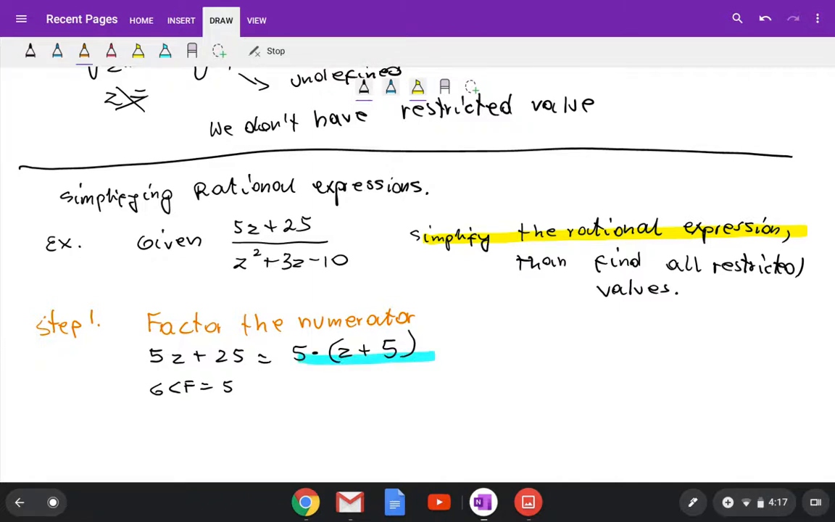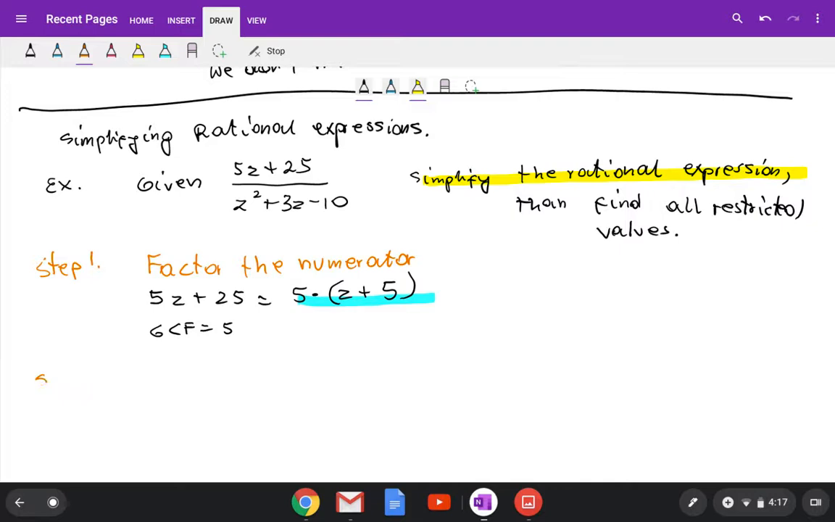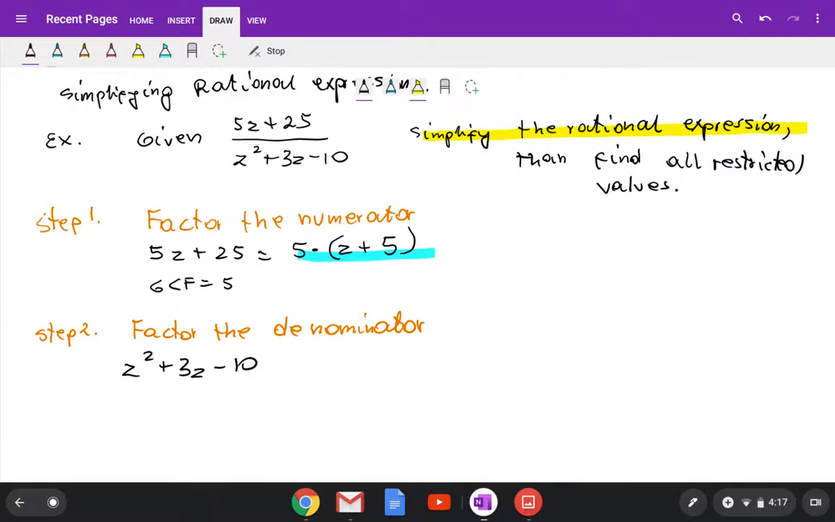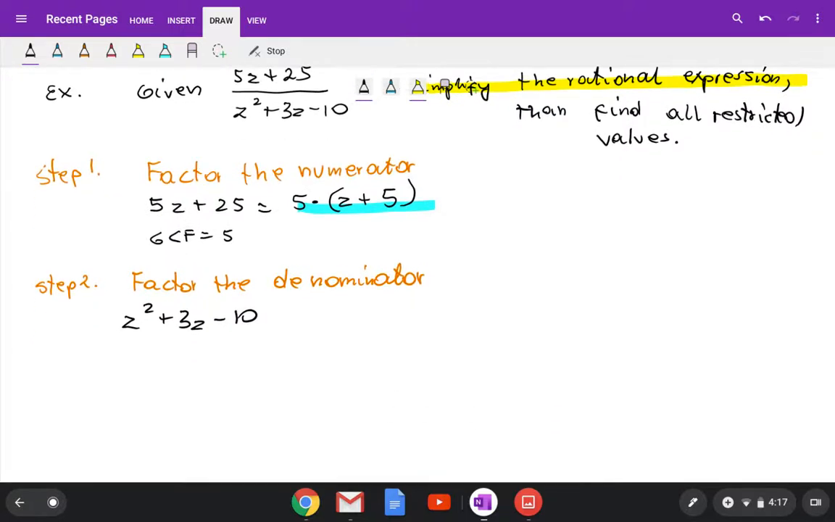Step 2, we're going to do the same thing to the denominator. Factor the denominator. So the denominator is z squared plus 3z minus 10. So this is our quadratic expression. You guys learned how to factor those quadratics. Just factor using the AC method.